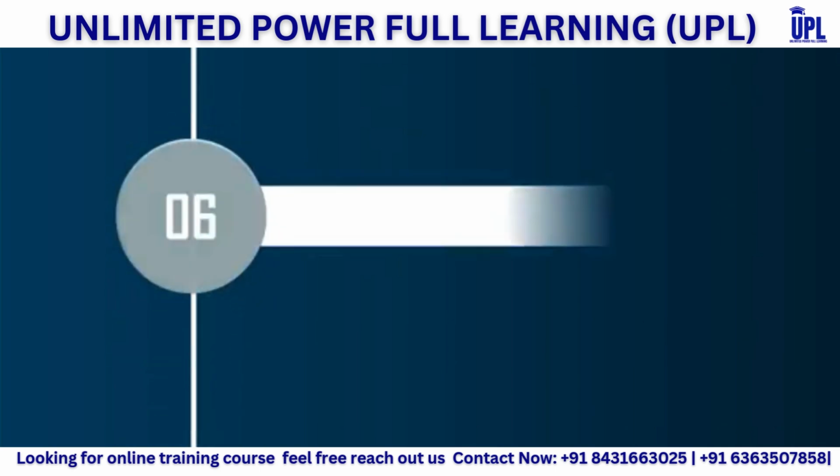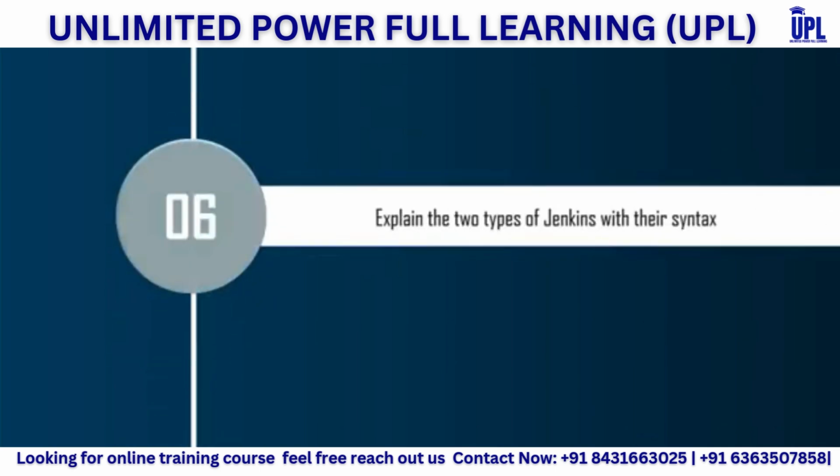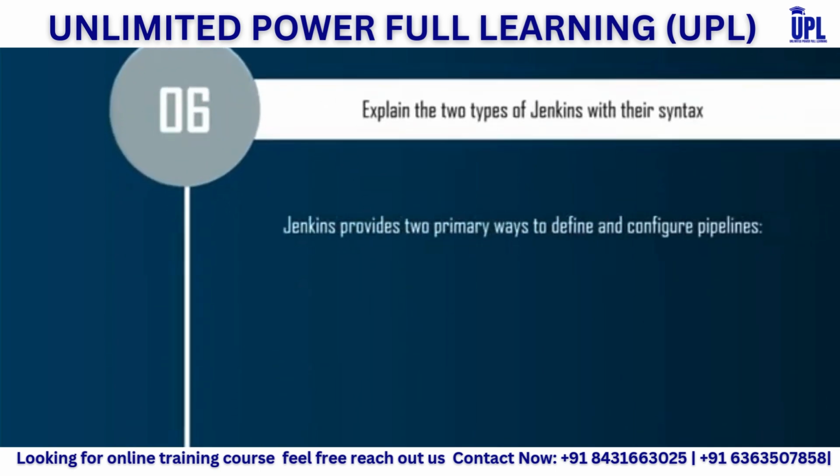And the next question is, explain the two types of Jenkins pipelines with their syntax. Jenkins provides two primary ways to define and configure pipelines.